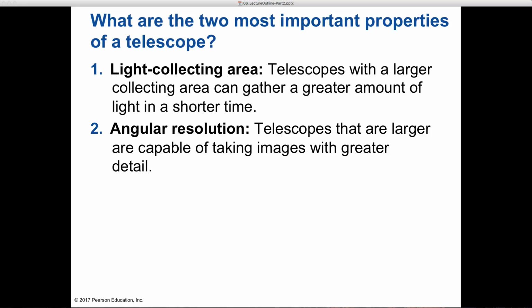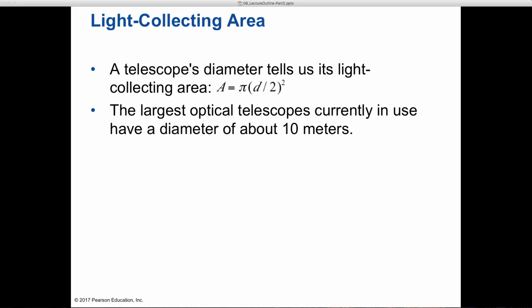Angular resolution is also an important thing, and we'll look at some pictures to see what that means. But both of these things depend on the size of the telescope, the diameter of it. The bigger the diameter, the better both of these powers are. So the light gathering power depends on the area of the mirror or lens, and most often these mirrors and lenses are circles. So the area of a circle is pi times the radius squared. The radius is the diameter over 2. So really it's related to the square of the diameter.